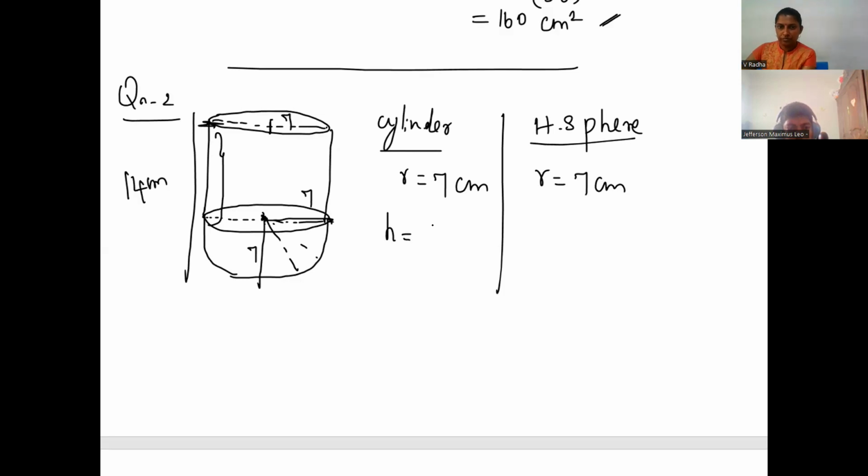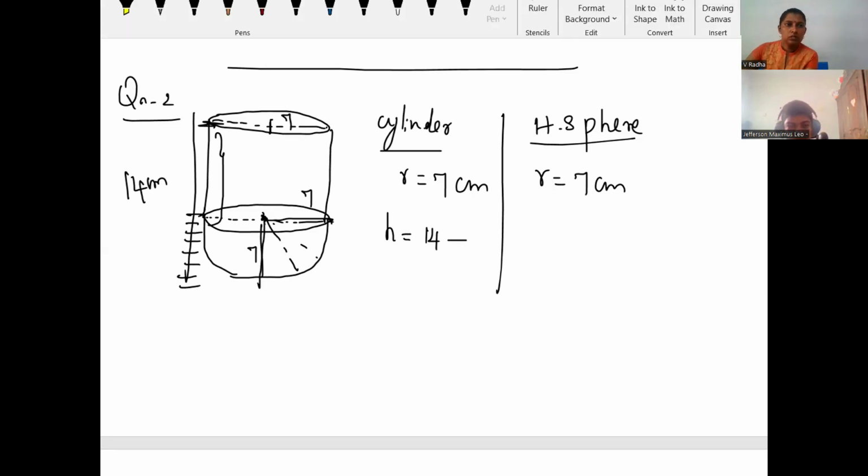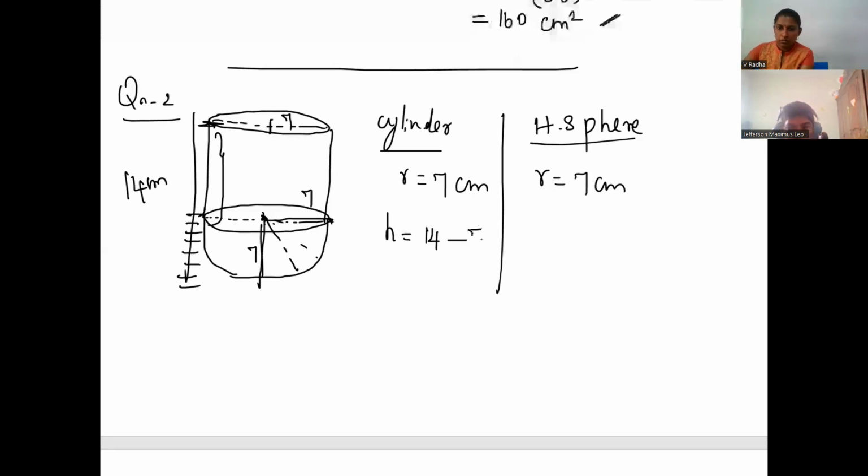Ma'am, 14 minus 7. Not 14. Ma'am, so 7. The cylinder's total height is only 14 separate. Okay, ma'am. For the cylinder, the total height minus this height. So remove this one. Center to this is 7. So 7 centimeters. Yes, good. This is equal to 7 centimeter.